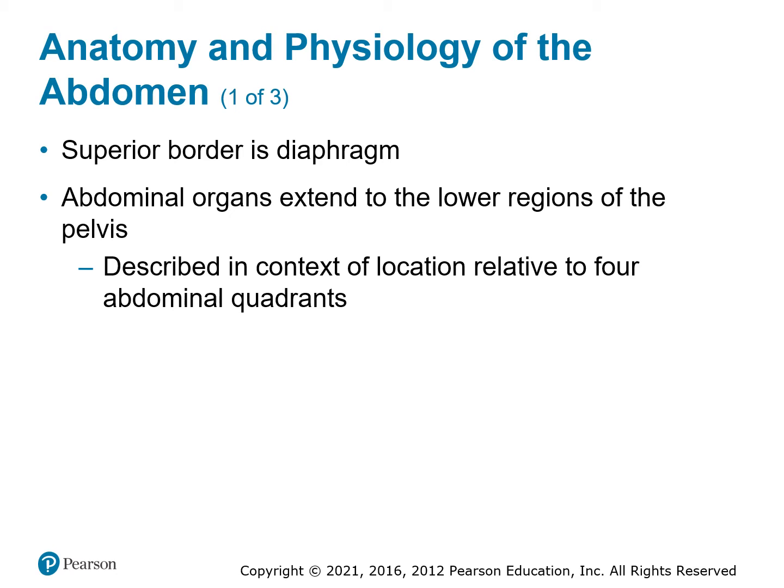It's basically taking a crosshair and putting it over the belly button, and then you break it into upper left, upper right, lower left, lower right quadrants, and then the next image will show you kind of a visual of exactly what organs are located within the abdomen.